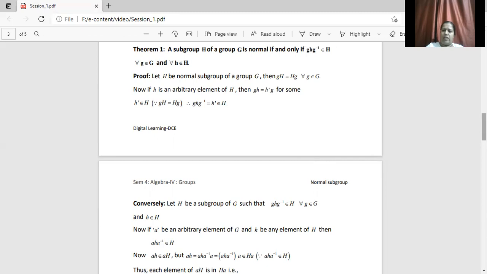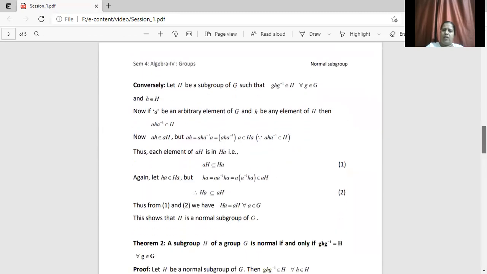Then conversely here, let H be a subgroup of G. We'll take H as the subgroup of G and ghg inverse belongs to H for all g belongs to G and for all h belongs to H. Then here we have to prove that H is a normal subgroup of G.